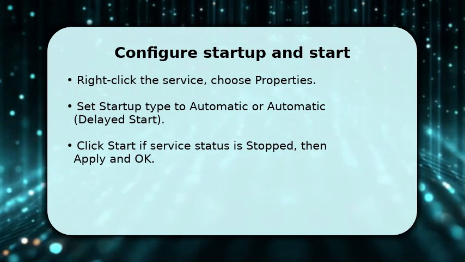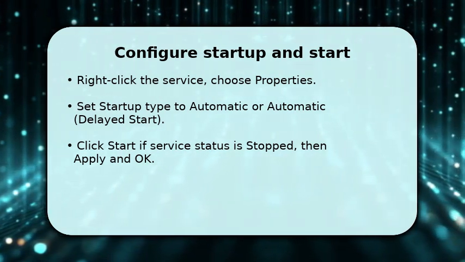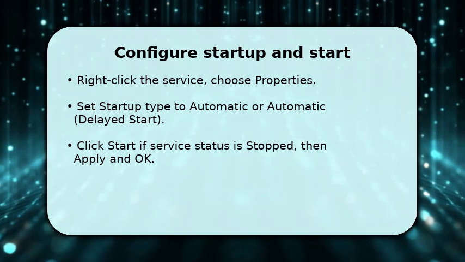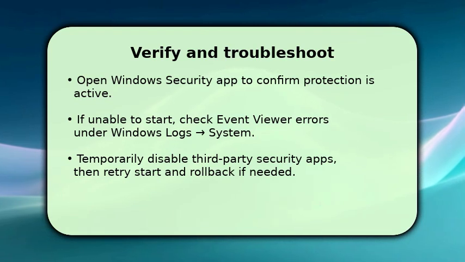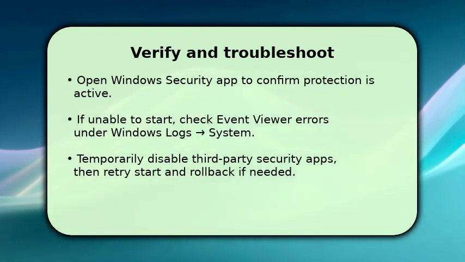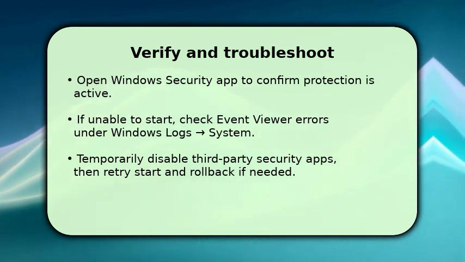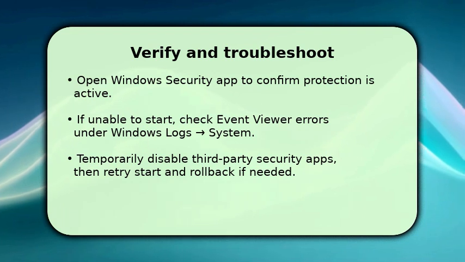Now confirm success by opening the Windows Security app and ensuring virus protection and firewall status are reporting as active. If the service didn't start, open Event Viewer and inspect Windows logs, then System, for error codes and failure messages. These help identify permission or dependency issues.